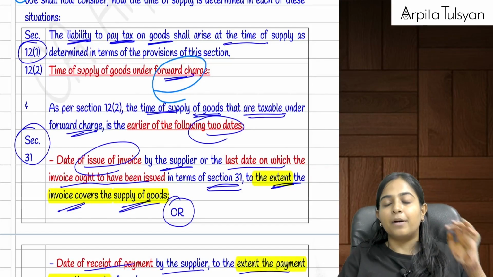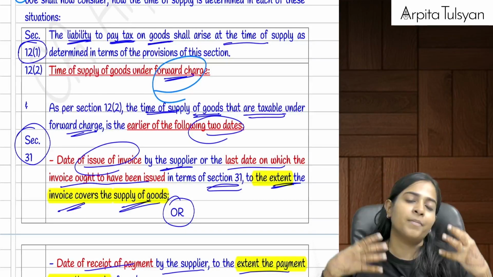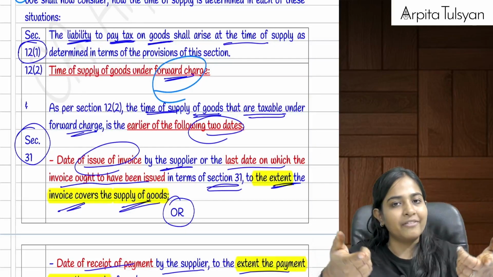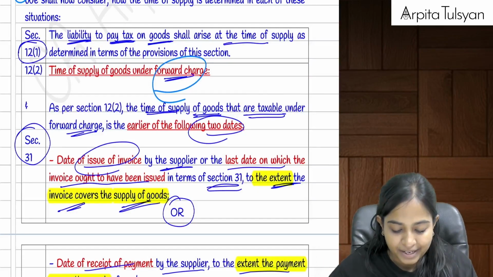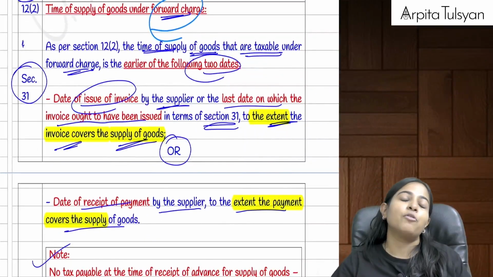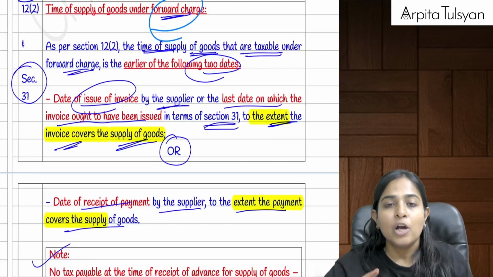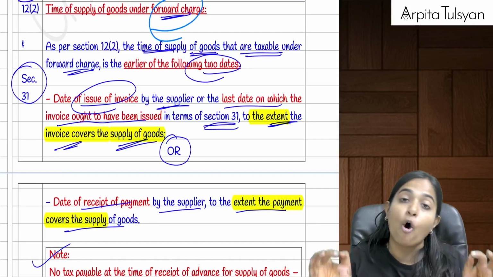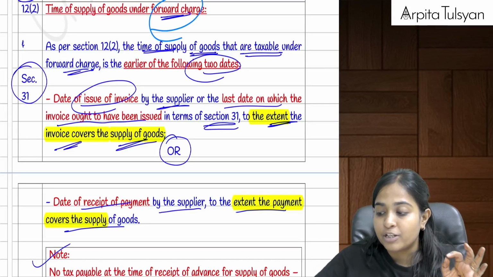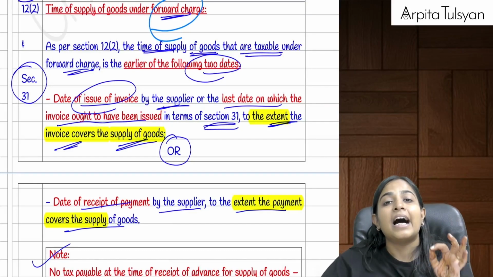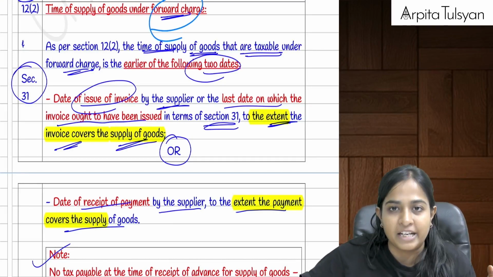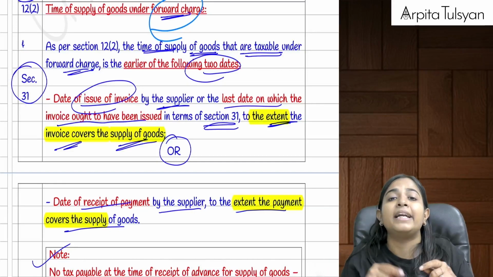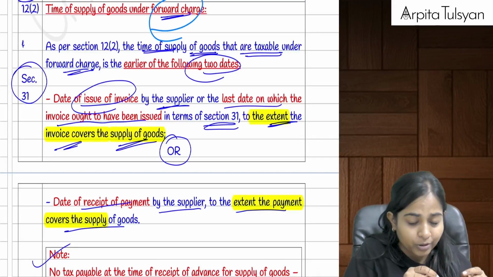Normally, when a supplier supplies any goods to the recipient, the goods will be given by the supplier and the recipient is required to make the payment. So they are telling that the time of supply will be the earlier of 2 dates. One is the date of invoice given by the supplier, but if the invoice was issued late, then the last date when the invoice should have been issued. If the invoice was issued on time, then the date of invoice.